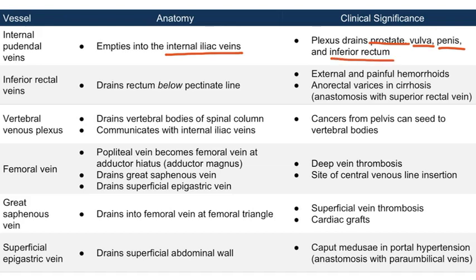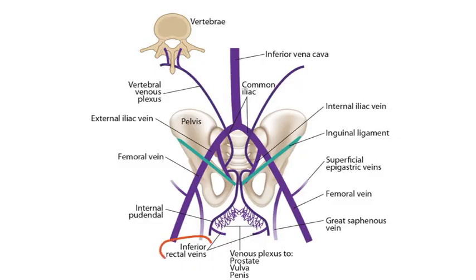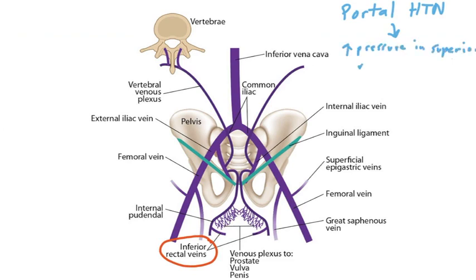And this brings us to the next point, the inferior rectal veins. These veins drain the rectum below the pectinate line. And since they are located below the pectinate line, they are external and receive somatic innervation, which means when hemorrhoids occur, they are painful. Once again, these are located right here. These veins are also significant because in portal hypertension, the superior rectal veins can have such high pressure that the inferior rectal veins become engorged.